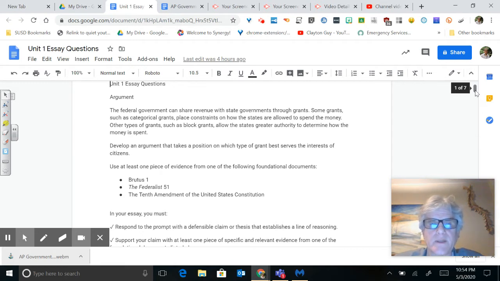So typically in the states, they know what their citizens want. The citizens might be the same religion. They might have the same belief about guns. They might have the same belief about taxes. They might have the same beliefs about government power. So if you're looking at certain states, they might believe in limited government. They might believe in small government. They might be low taxes and those things. So you would use Brutus 1 or the 10th Amendment and say that block grants are the best because that gives the states the power to determine what's best for their citizens.